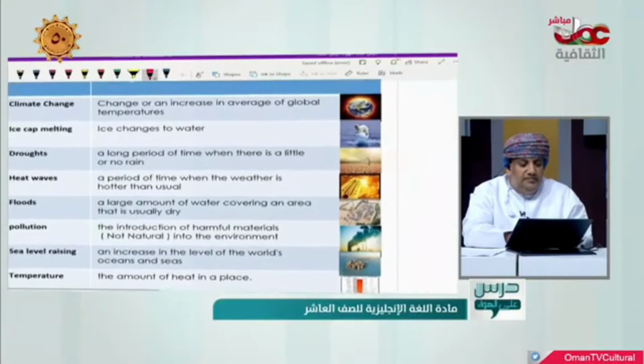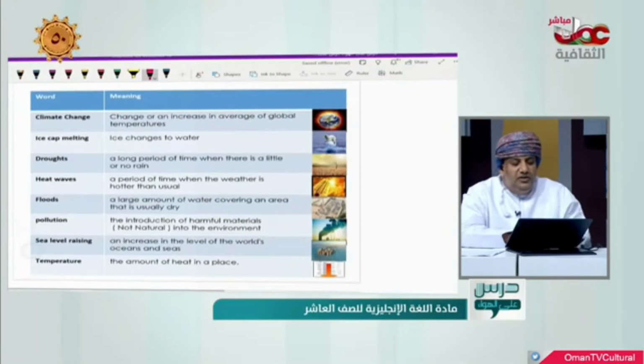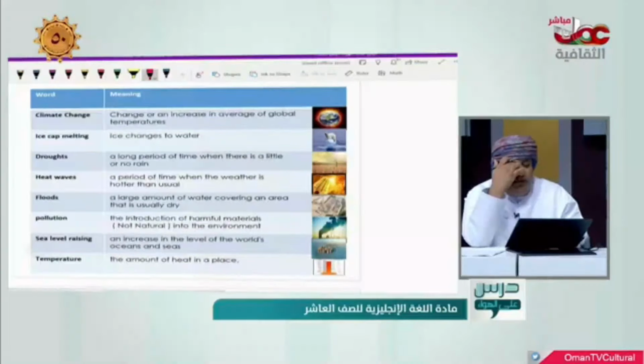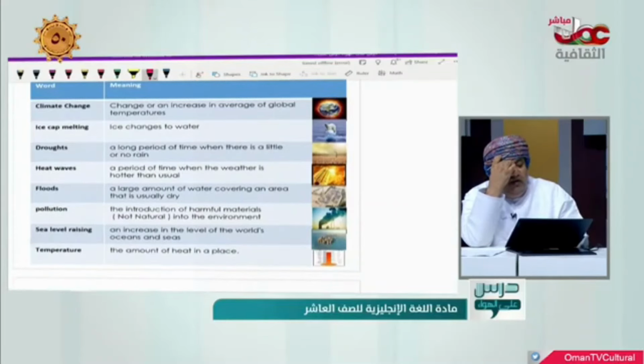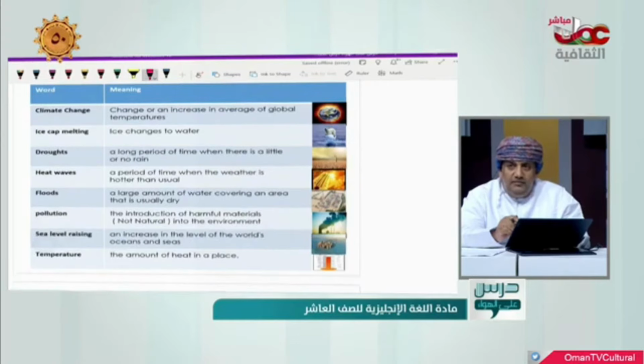Pollution means the introduction of harmful material, not natural, into the environment. Sea level rising means an increase in the level of oceans and seas. Temperatures mean the amount of heat in a place. So I want you to remember the words and their meanings, because we are going to play a short game. Just take a screenshot of this page, because we are going to have a game. Okay? Are you ready?